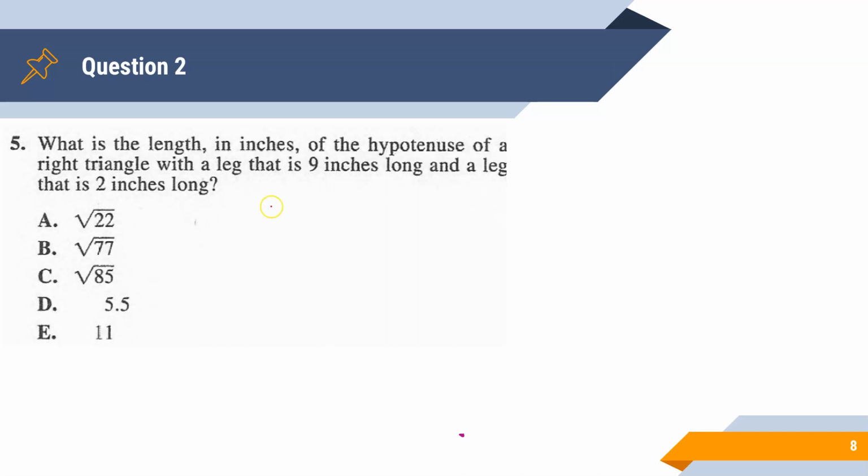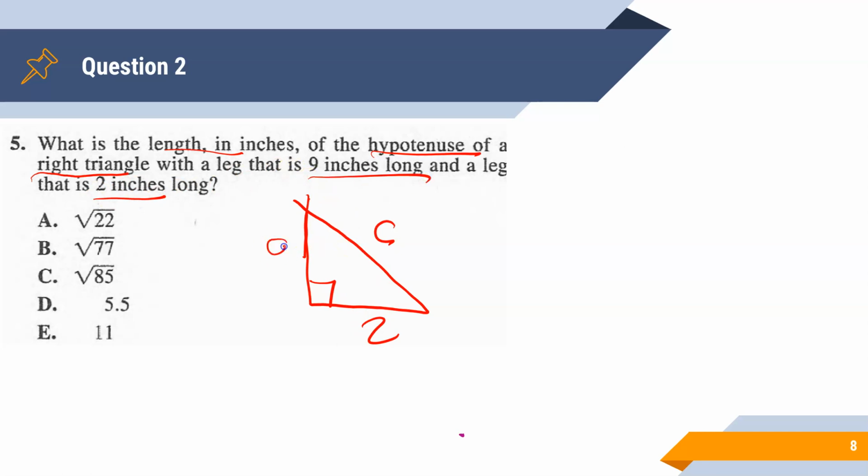Okay, the way to work this out again is we draw a right triangle, because that's what we're told to do. And they want to know the length of the hypotenuse. They want to know what that side is. Well, one side is 2, and the other is 9. So again, we just set this up.